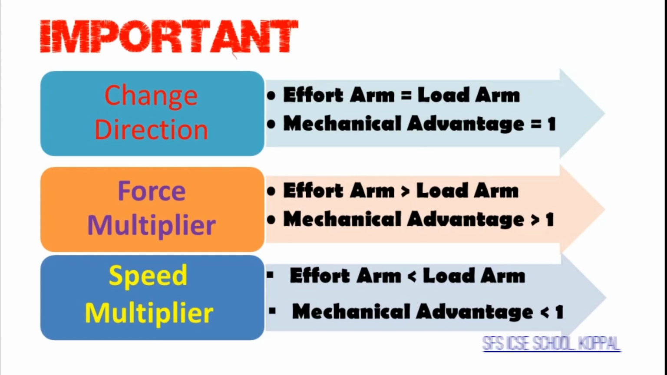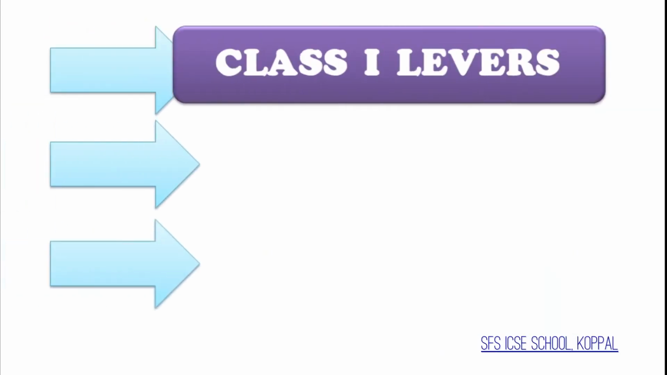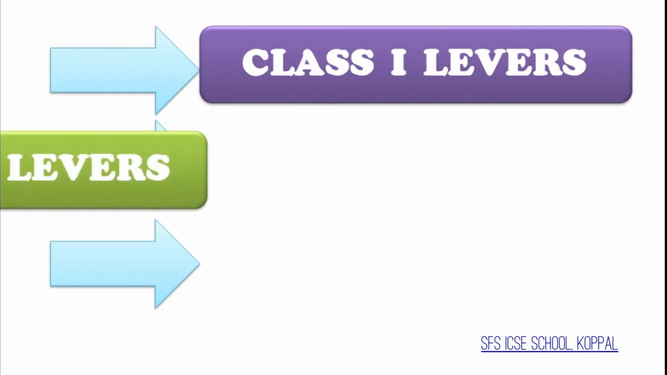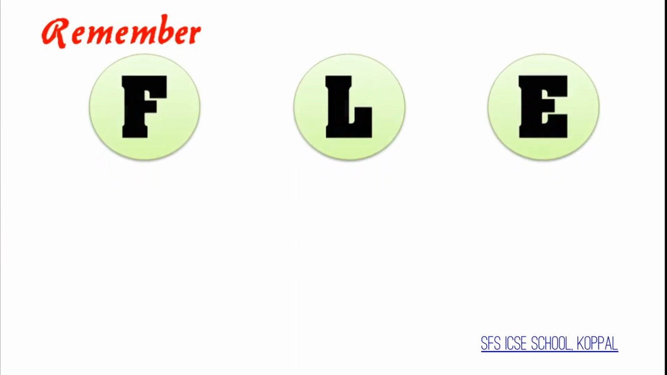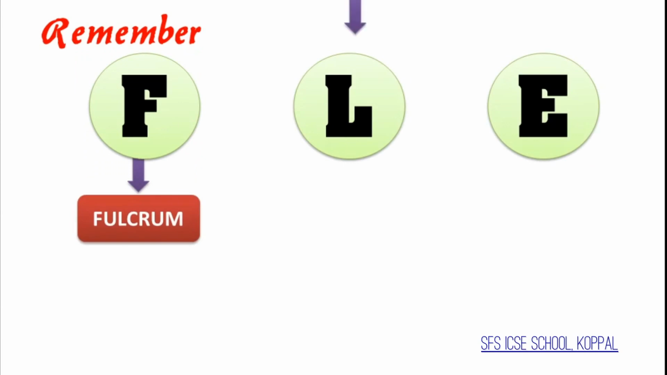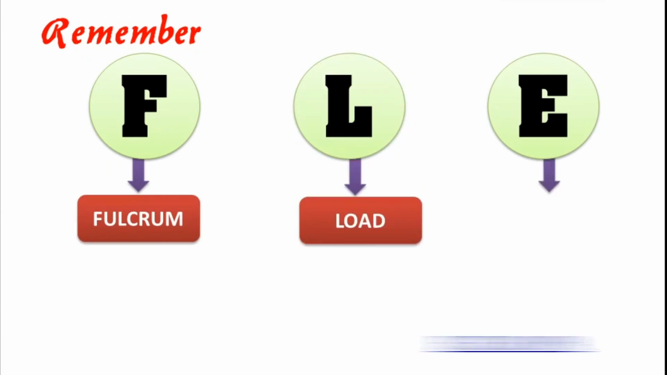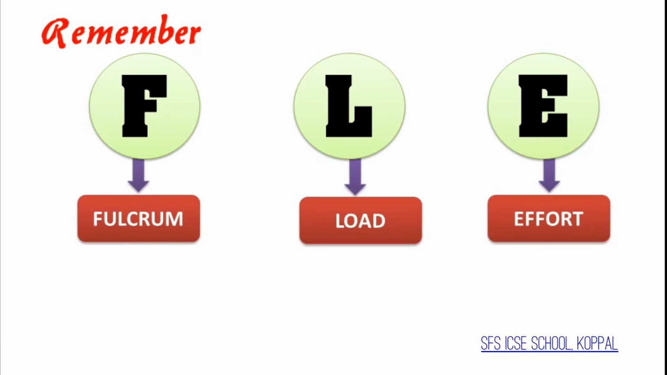Based on this, let us classify levers into 3 categories. Number 1, class 1 lever. Number 2, class 2 lever. And number 3, class 3 lever. Remember 3 words: F, L and E. Here F stands for fulcrum, L stands for load, and E stands for effort. If you learn these 3 words and understand these 3 words properly, then we can say that you have understood the entire concept of lever.